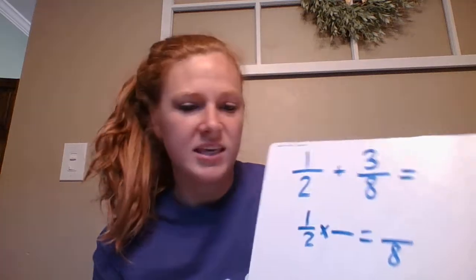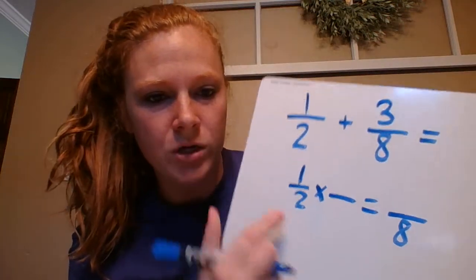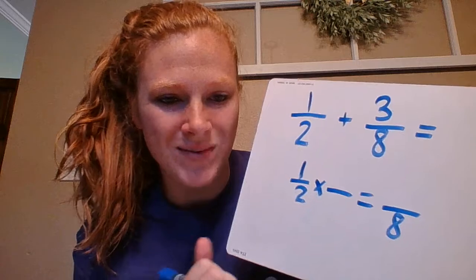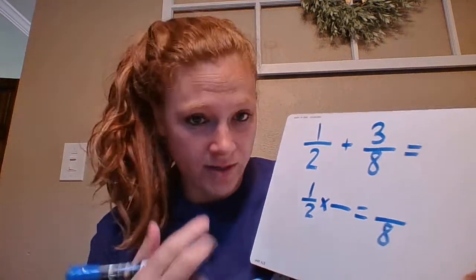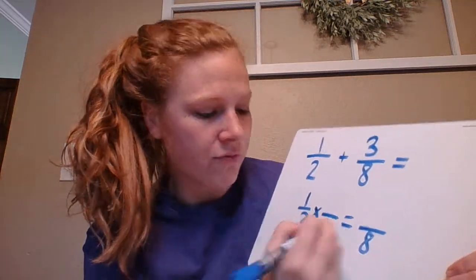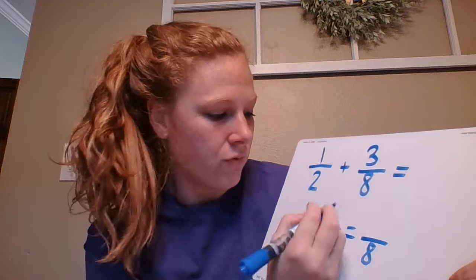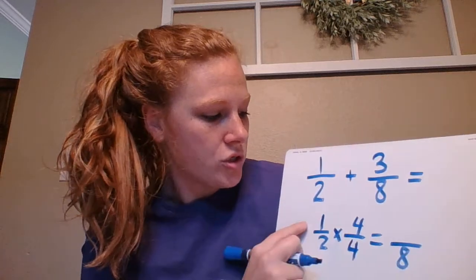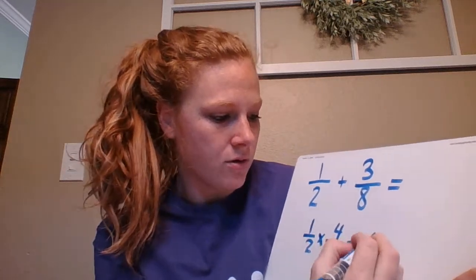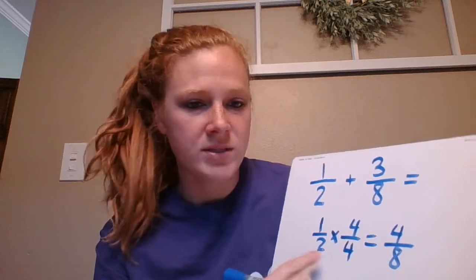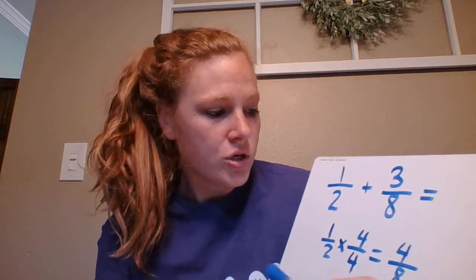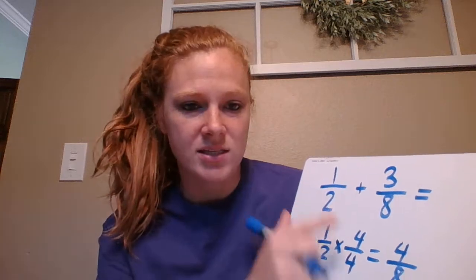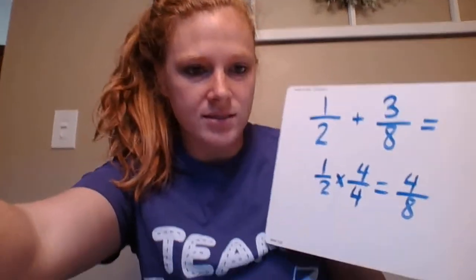I messed that up since I'm writing sideways. I'm going to multiply 1/2 by a number to give me the denominator of 8. So 2 times what gives me 8? 2 times 4 gives me 8. But if I'm doing 4 on bottom, that means I have to do 4 on top as well. So 1 times 4 is 4. And once again, 2 times 4 is 8. So I know that 1/2 is actually the same as 4/8.